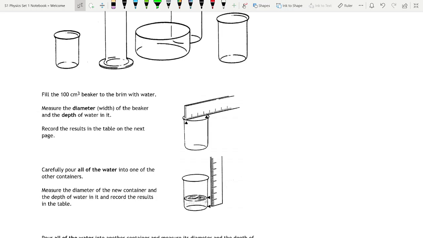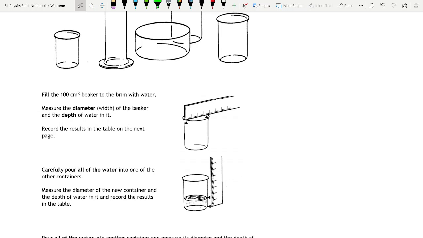So remember, the diameter is how many centimetres it is across the middle of it. Okay? Don't worry about including the spout, so just go for the middle there. So I've got it about 6.5 centimetres. And the depth of the water, you need to use a ruler, don't use a scale, use a ruler and measure how deep the water is. Okay? You're going to write that down under container 1.